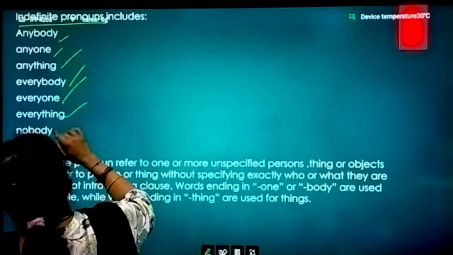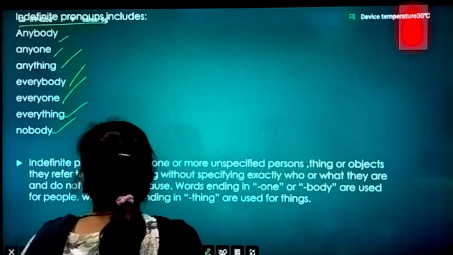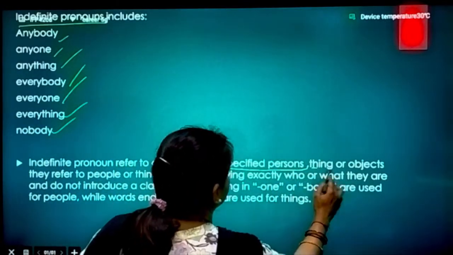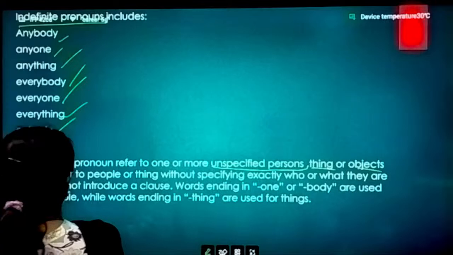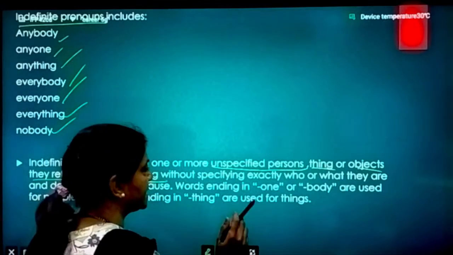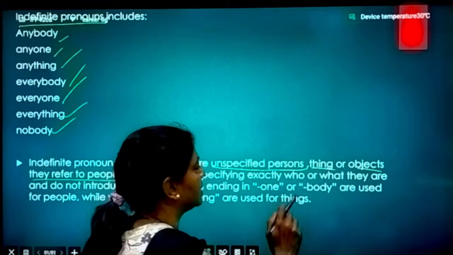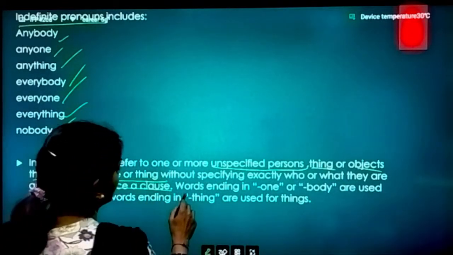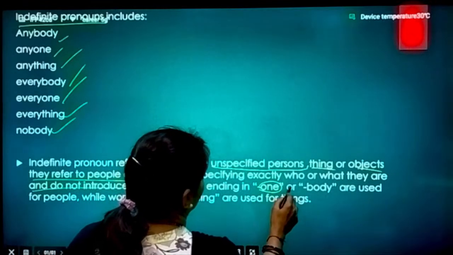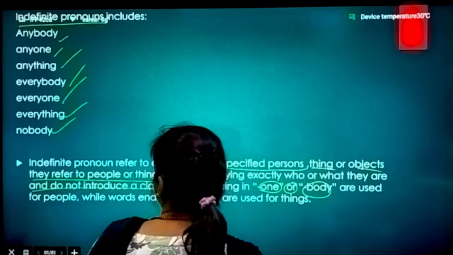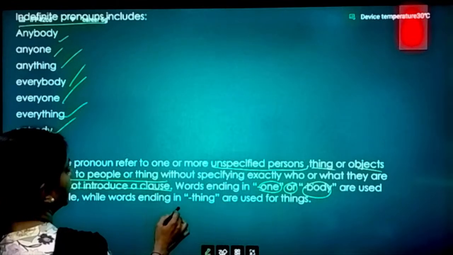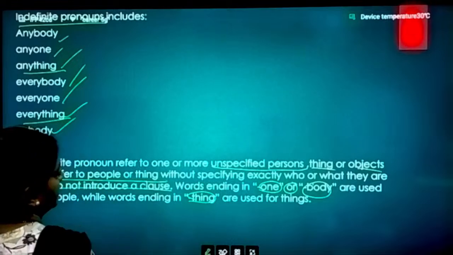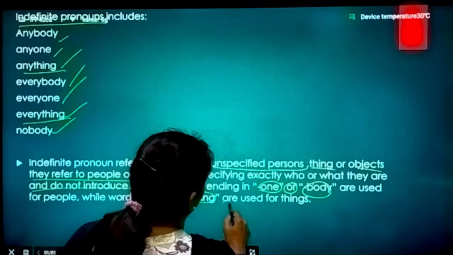So like everything, nobody. Indefinite pronouns refer to one or more unspecified persons, things or objects. They refer to the people or things without specifying exactly who or what they are, and do not introduce a clause in it. The words ending in one or body are used for people, while words ending in thing, anything, everything, for example, are used for things.